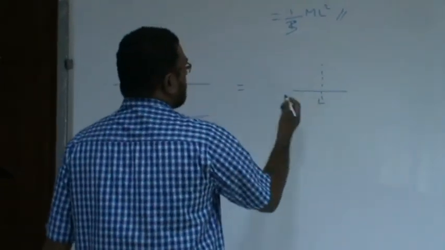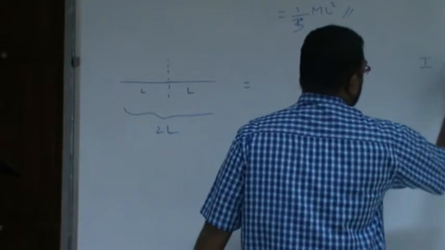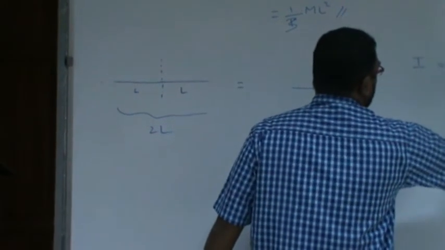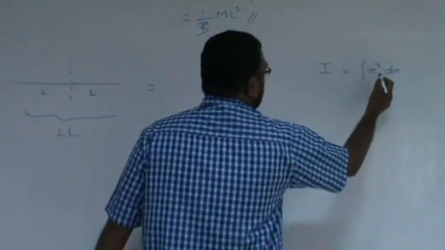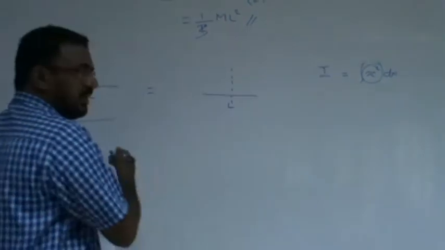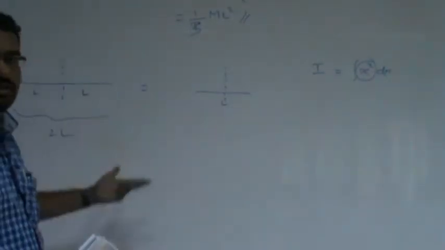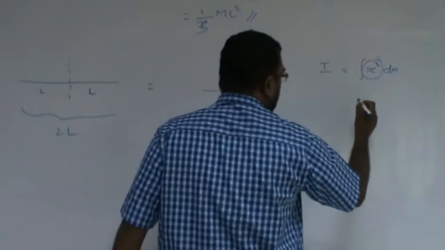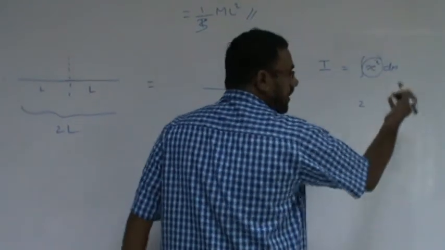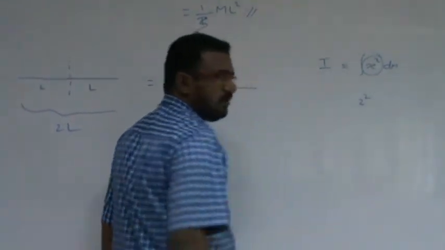So how does this vary? That variation is given by this formula, the integral of x square into dm. This is nothing but a scaling. L is scaled by 2. So if I scale L by 2 here, it goes like 2 square.